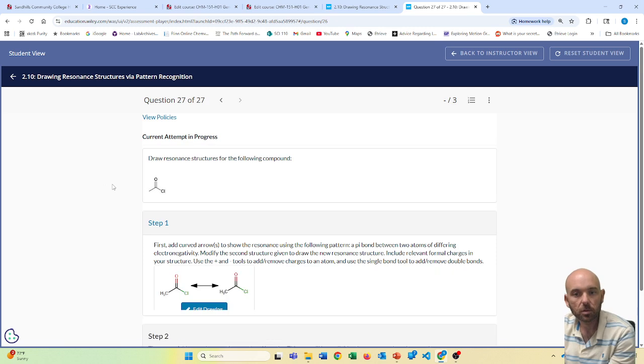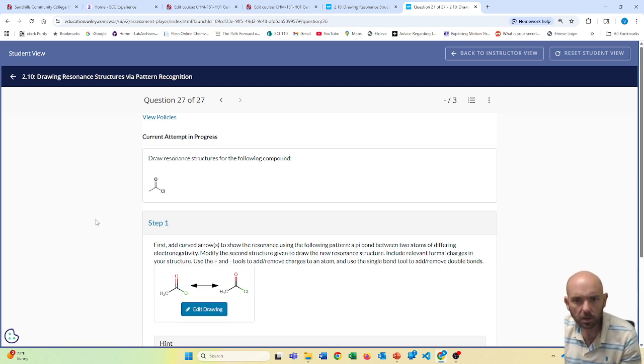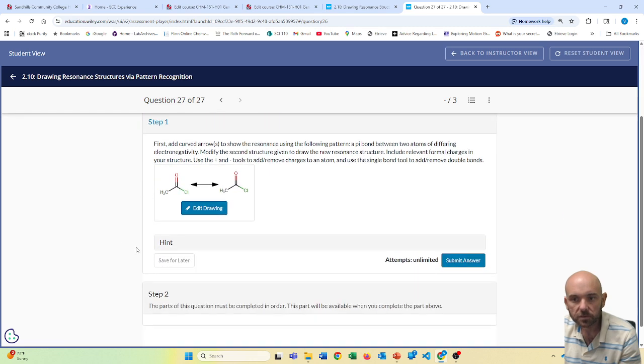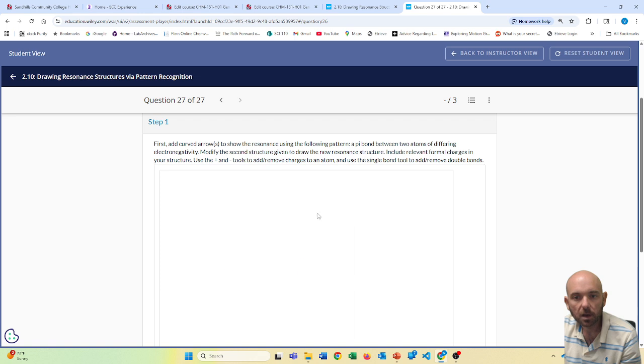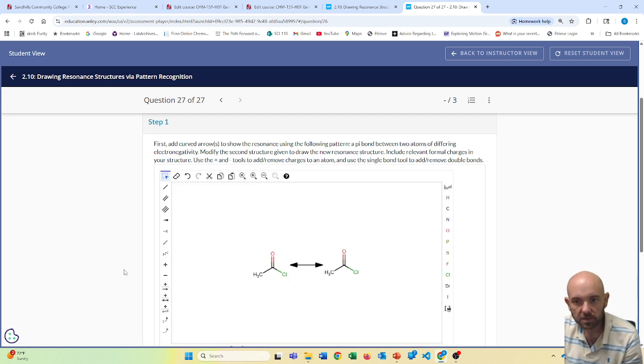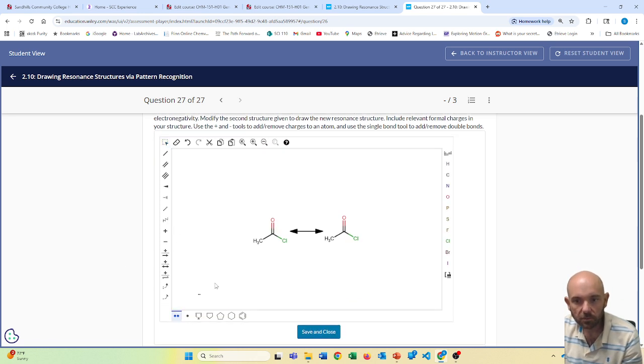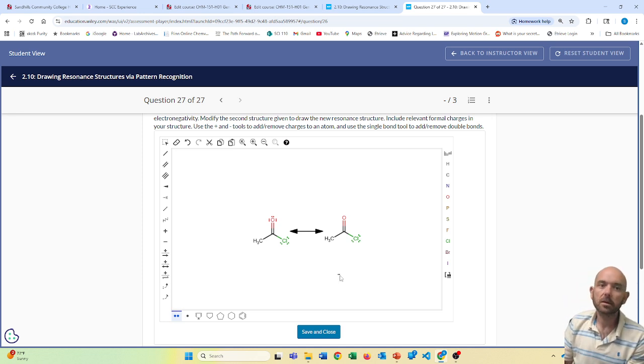And then for the final question, we are going to do the same thing. This is a two-step question. So in the first one, you've got to show a pi bond between atoms of differing electronegativity. And for this one, you'll really want to fill in the lone pairs, because remember, there are 3 lone pairs around those chlorine atoms, and those are unlike hydrogen atoms. They can accept a double bond. They don't necessarily like to, but they can accept a double bond, which becomes important in the next step.